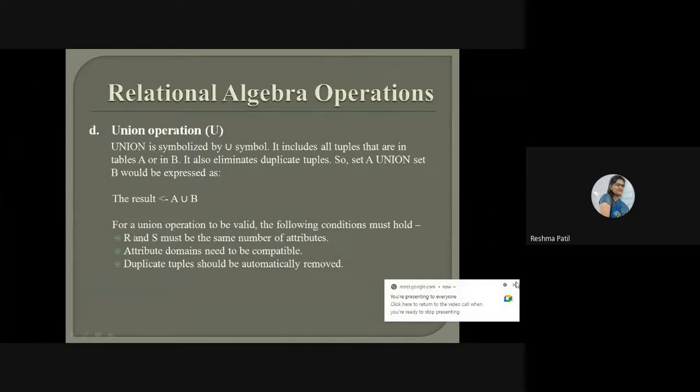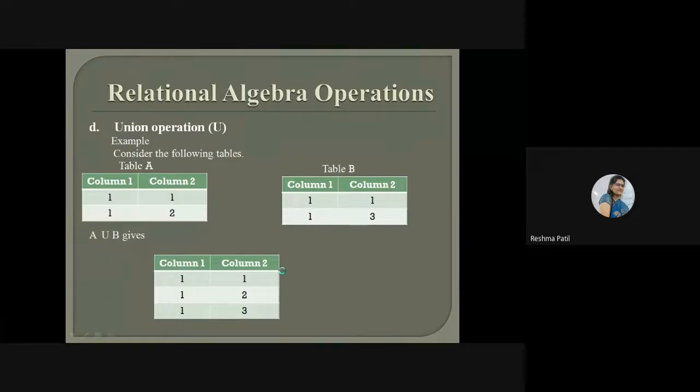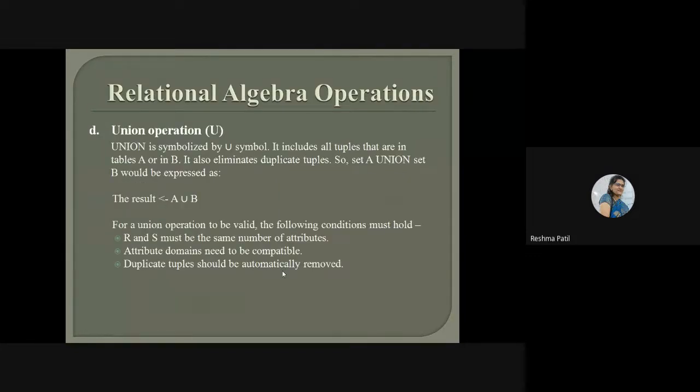Now next is the union operation. Union means we have to combine more than one table and finally show the result as a single table. Union is symbolized by capital U. You can see the operator symbol here, this one. Using this operator we can perform the union operation. It includes all tuples that are present in table A or in B. There are two tables, A and B.